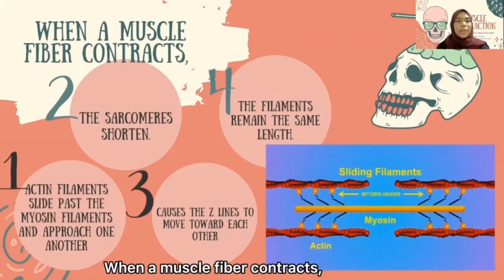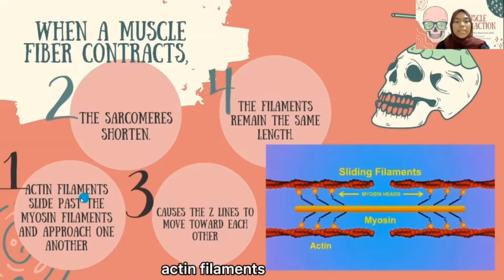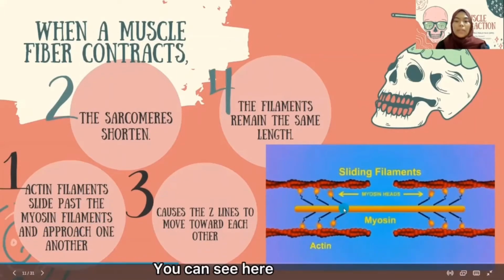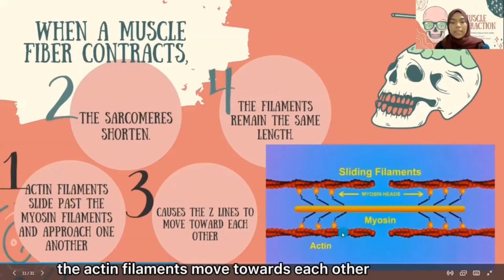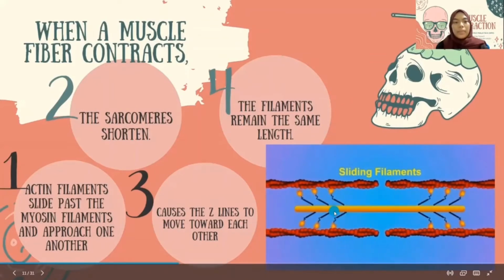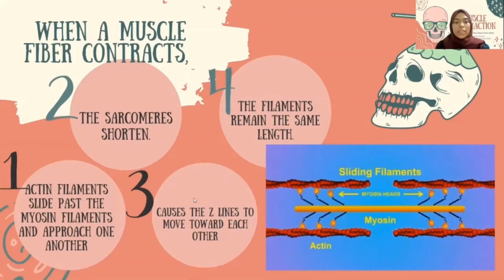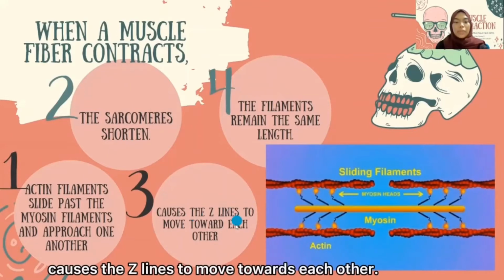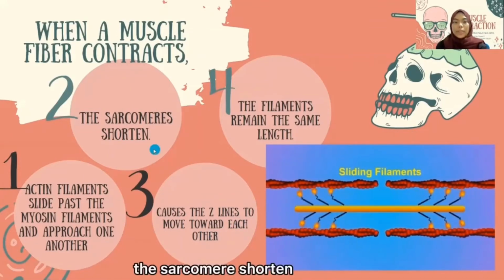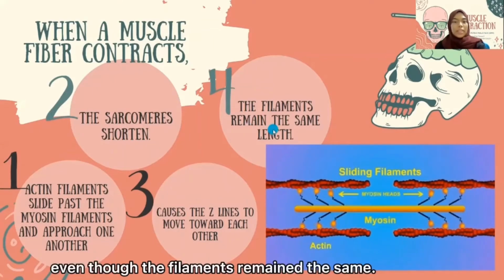When a muscle fiber contracts, actin filaments slide past the myosin filaments and approach one another. You can see here the actin filaments move towards each other and approach myosin. The sarcomere shortens, causing the Z lines to move towards each other. However, during the sliding process, the sarcomere shortens even though the filaments remain the same.